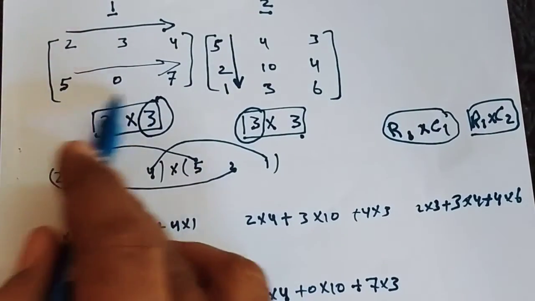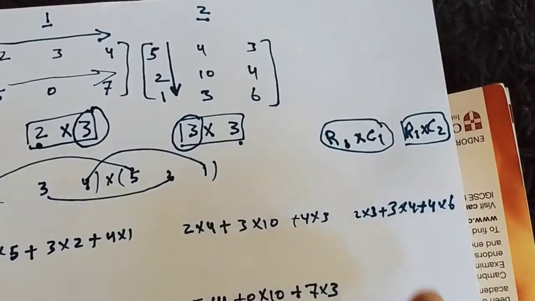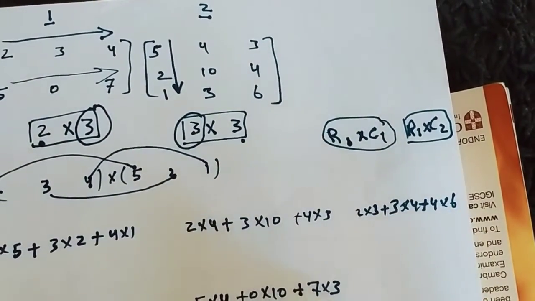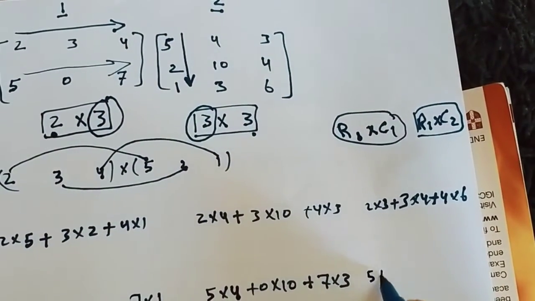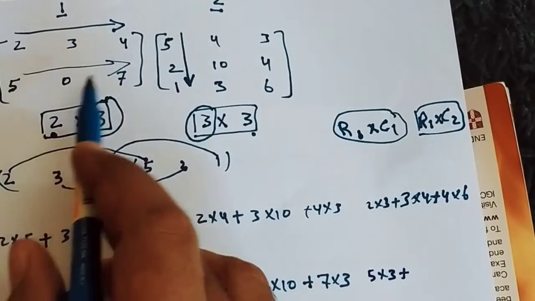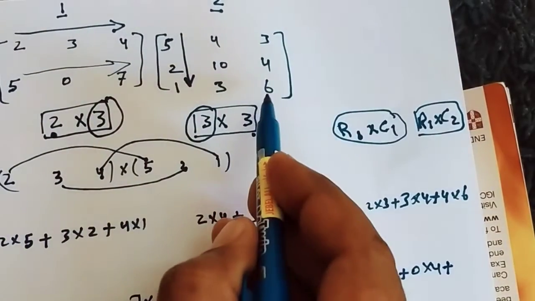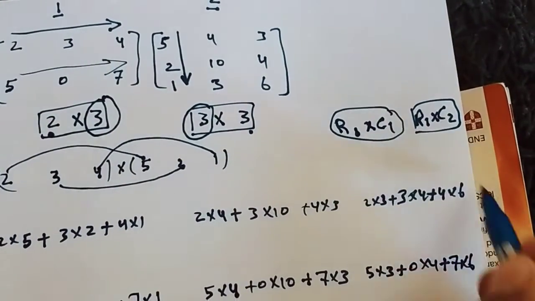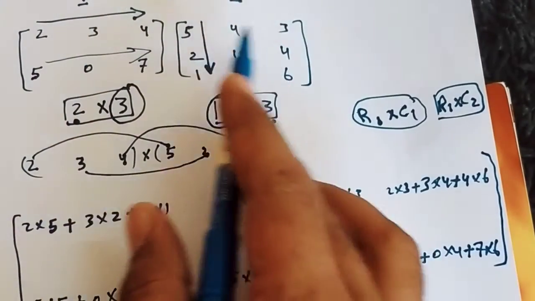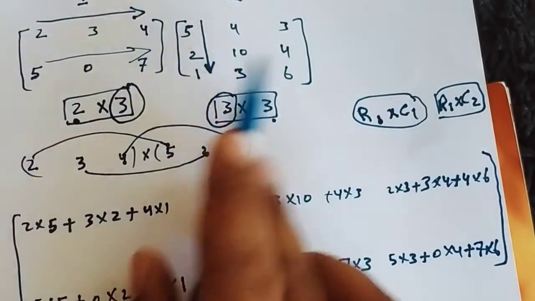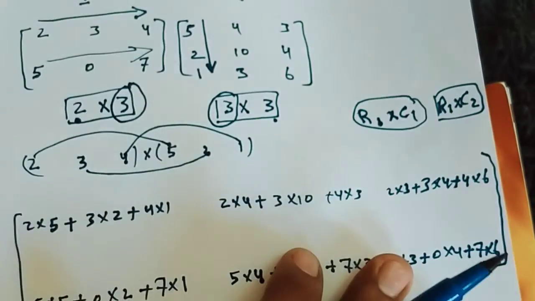So now second row with the third column. This is the third column. So this is the element we are going to find now: 5 multiply 3 plus 0 multiply 4 plus 7 multiply 6. I have completed the second row with the first, second and third columns. So our multiplication is completed.